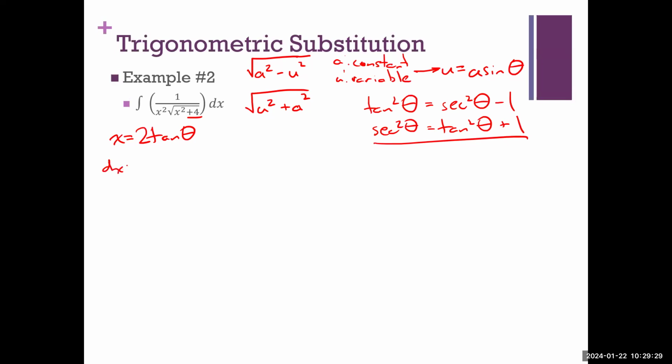Then what is dx equal to? 2 secant squared theta d theta. So let's try substituting now. This becomes the integral of 1 over what?